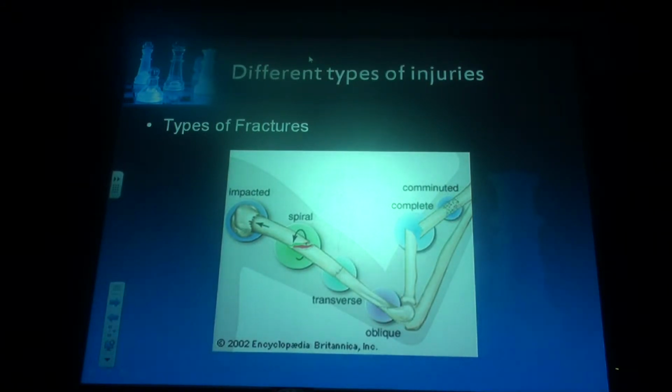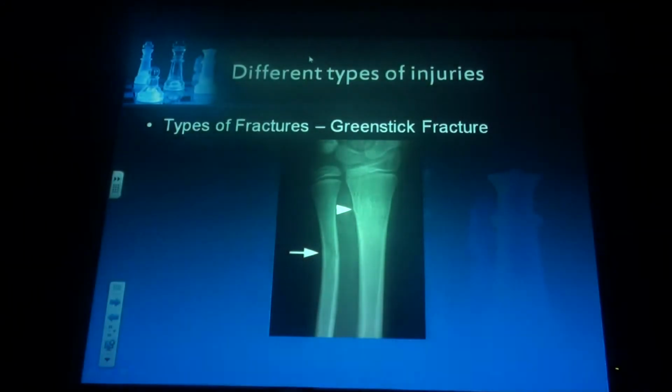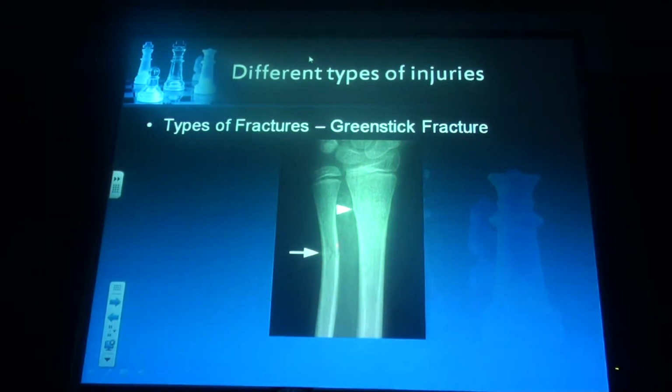Right here, you see what they call a green stick fracture, okay? Green stick meaning like a green limb or twig off of a tree. When you try to break it, it doesn't break all the way, it just kind of splinters. So the bone bends and you get this splintering right here. And if you look, there are the fracture lines right there that show that splintering effect. Green stick fracture.